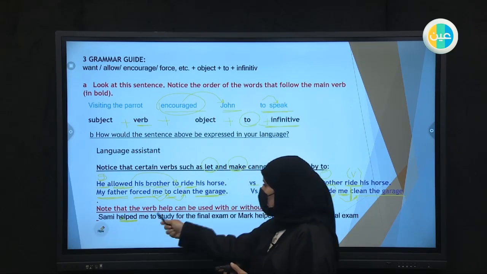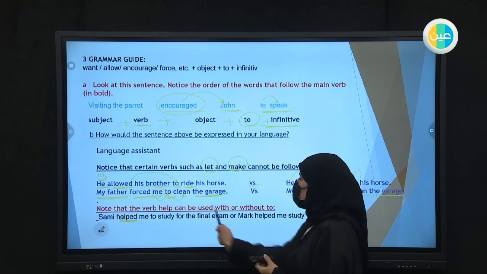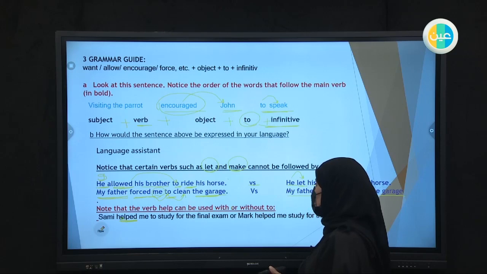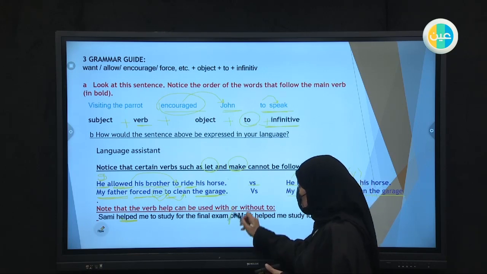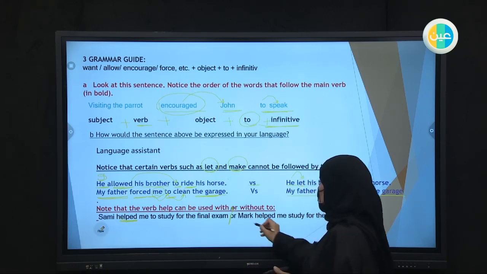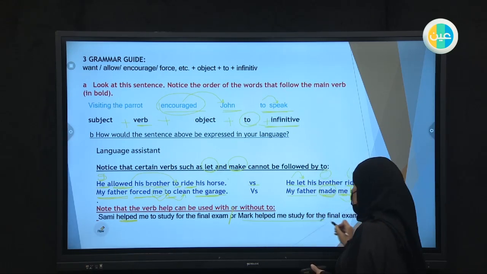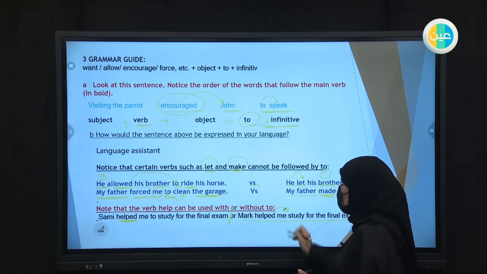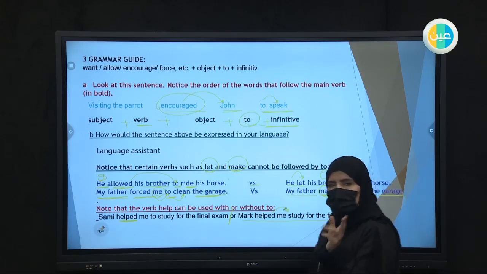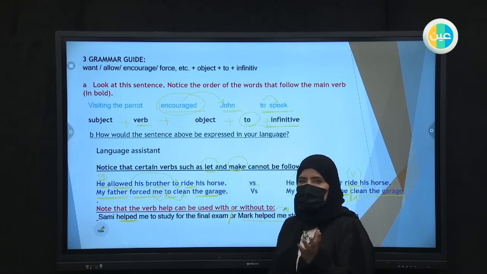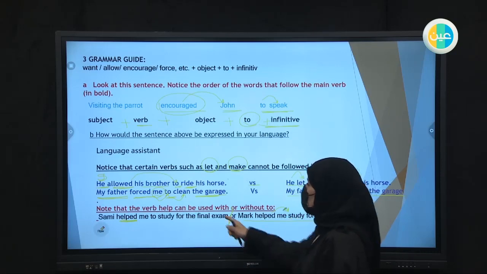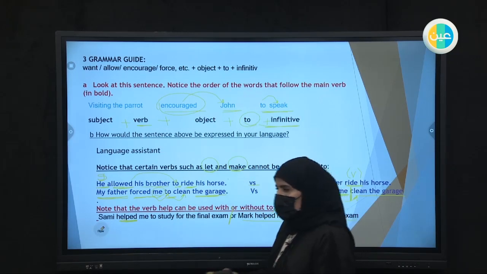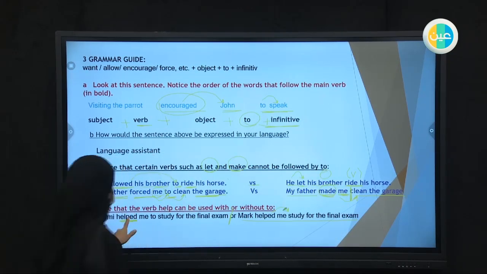Help. So Sammy helped me to study for the final exam. Or I can just say Mark helped me study for the final exam. Notice here there is no to. It's possible to write it with to or without to. It's okay to write the same sentence with to. Why do you think we can do so? Because of the verb help.